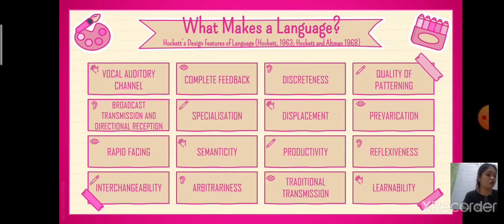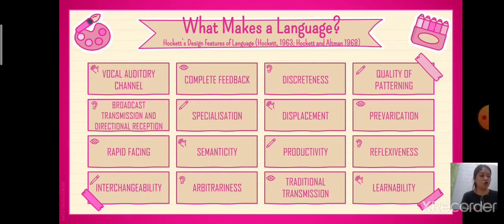Prevarication. Language can convey imaginary information. For example, when we say ocean, it is a vast sea. When we say prevarication, we are going to use our imagination in order to convey new meanings on the word ocean. For example, serenity, refreshing. So that's it. Next is reflexiveness.